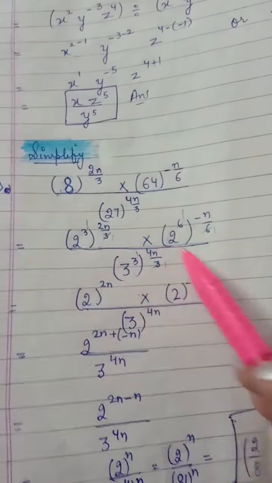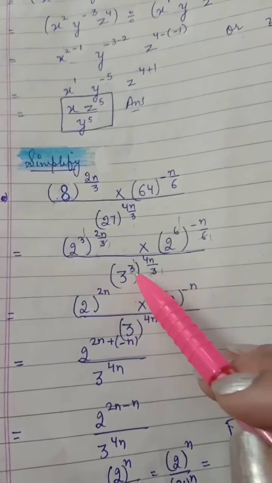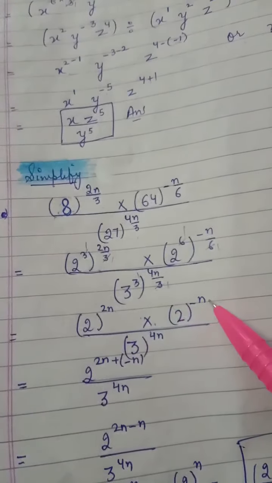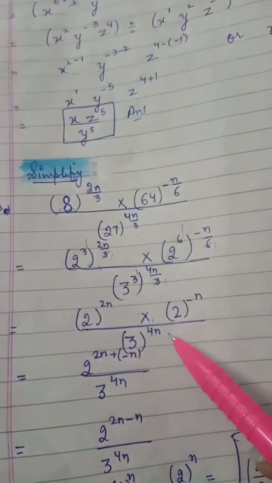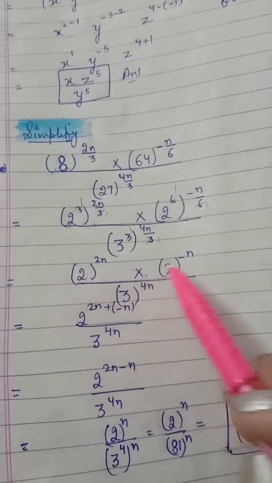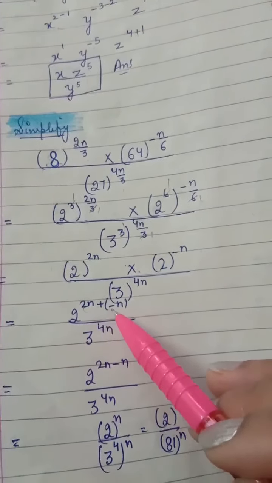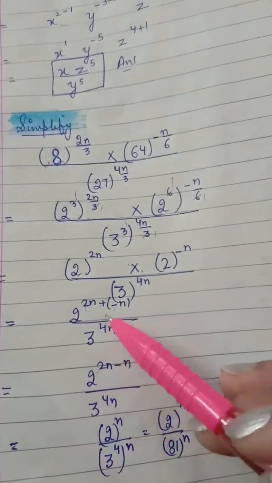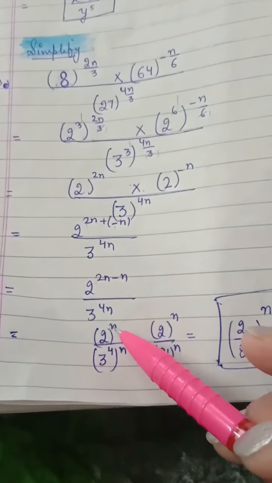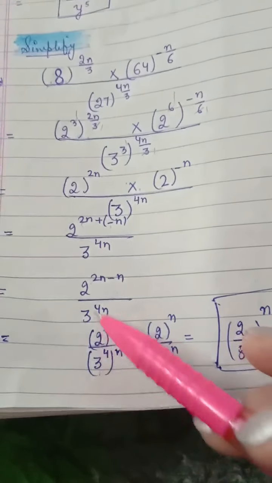Now 3 and 3 get cut, 6 and 6 get cut, 3 and 3 get cut. We are left with 2 to the power 2n multiplied by 2 to the power minus n, upon 3 to the power 4n. In multiplication, when bases are same, powers are to be added. So 2n plus minus n, 2n minus n, gives 2 to the power n upon 3 to the power 4n.